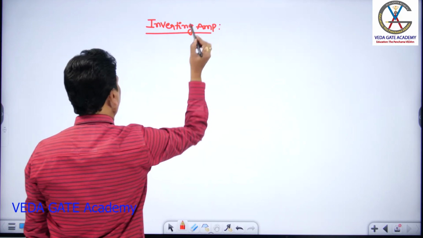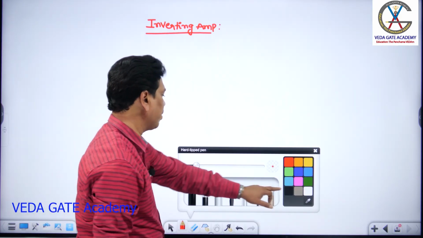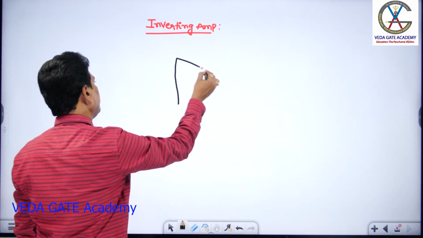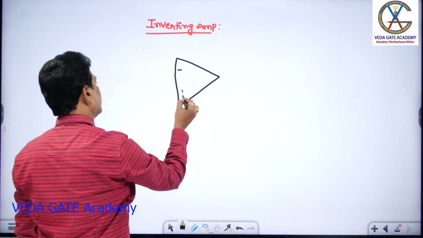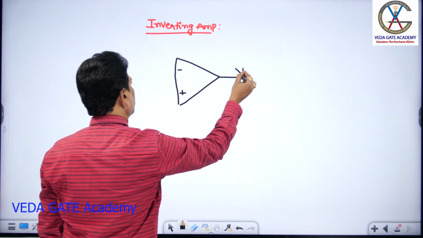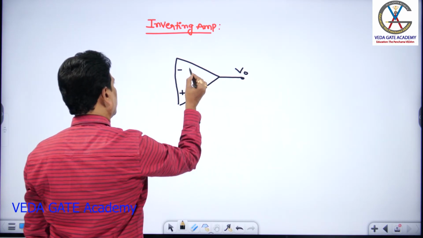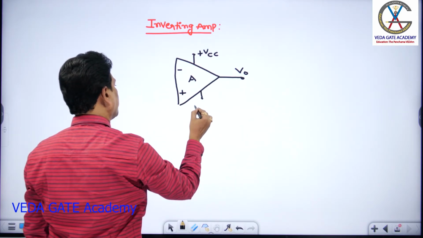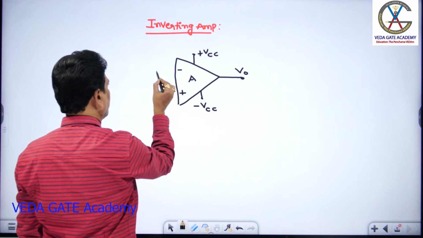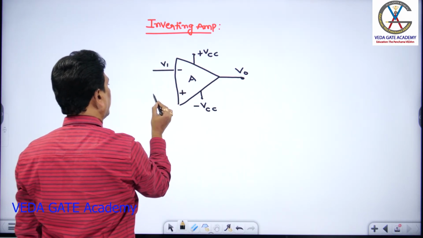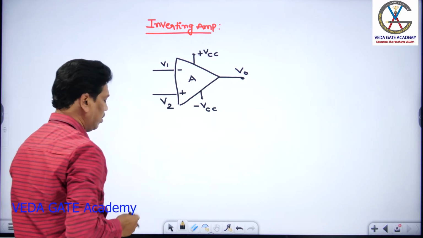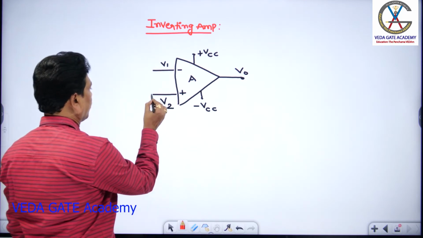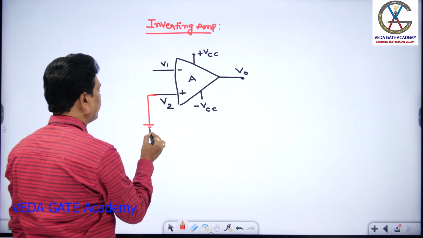So this is the inverting amplifier. In the case of an inverting amplifier, you apply the signal voltage only to the inverting terminal like this. These are the saturation voltages, VCC and minus VCC. This is the inverting terminal V1, and the non-inverting terminal V2. Now I consider this one as an inverting amplifier. There I keep this non-inverting terminal at ground.